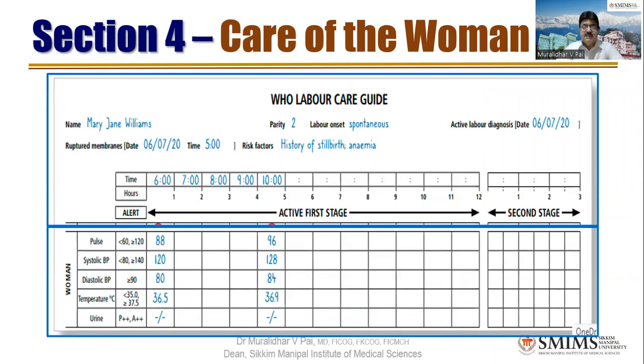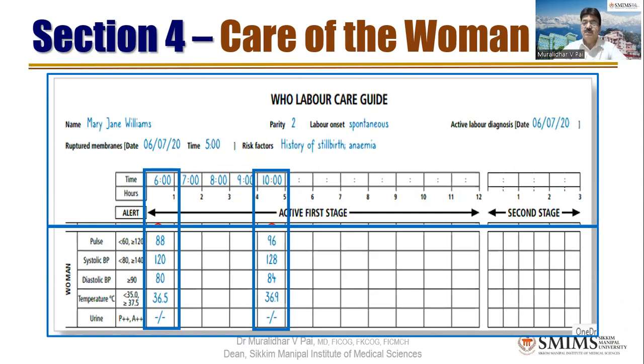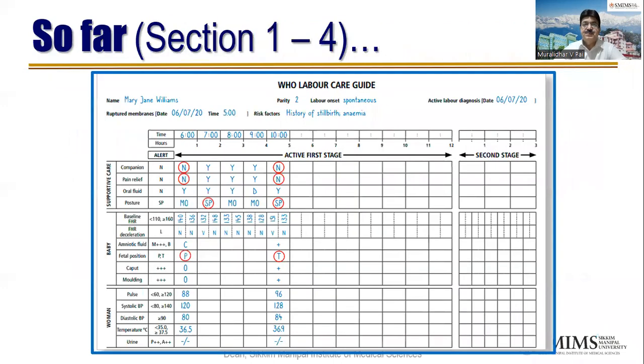So what happened in Mary Jane? When she came, everything was fine. Pulse was 88, BP was systolic 120, diastolic 80, temperature was 36.5, urine nothing. Now, after 4 hours, at 10 o'clock, her pulse was okay, 96, systolic BP was 128, not bad, diastolic was 84, not bad, and temperature is 36.9, okay, and urine still good. So this is how you write.